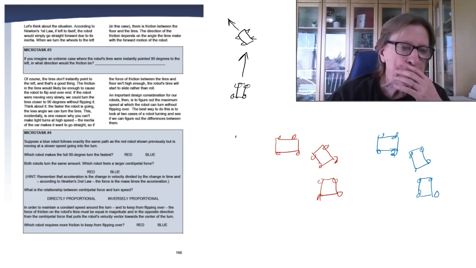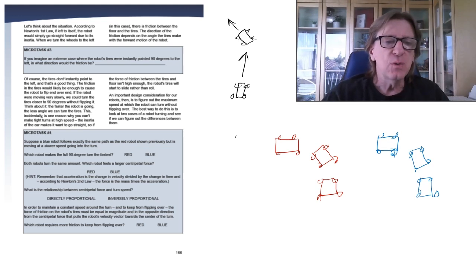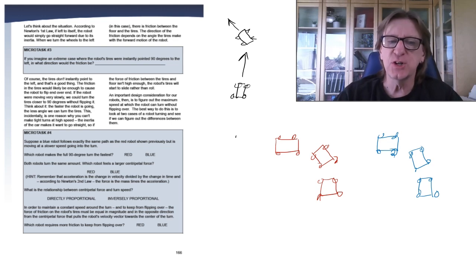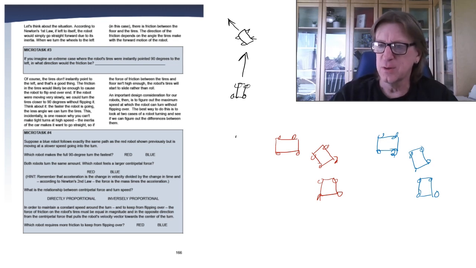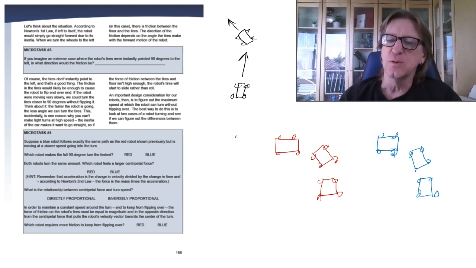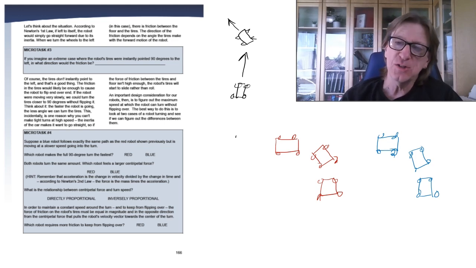Okay, so suppose though that the blue robot is moving slower than the red robot going into the turn. All right. So the red robot has a much faster tangential velocity, a much faster along track velocity than the blue robot does. So which one is going to make that turn the fastest? Which one is going to end up in this 90-degree position fastest?